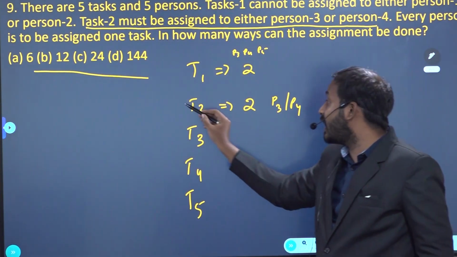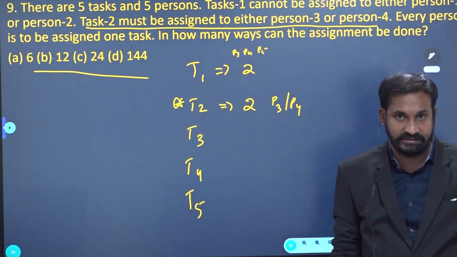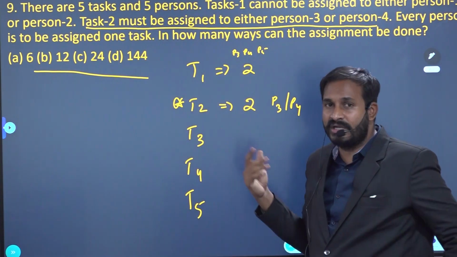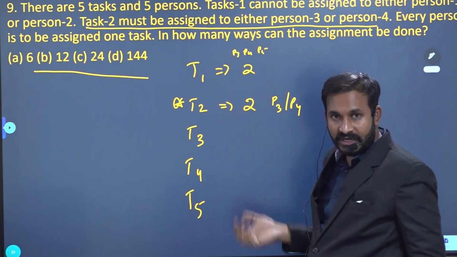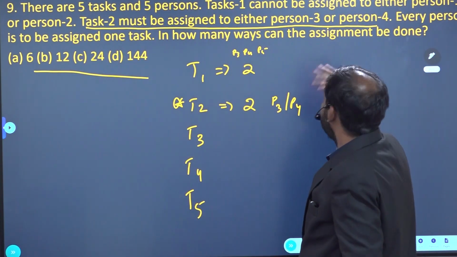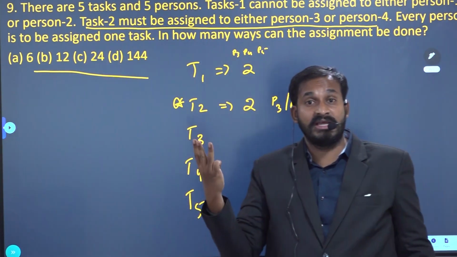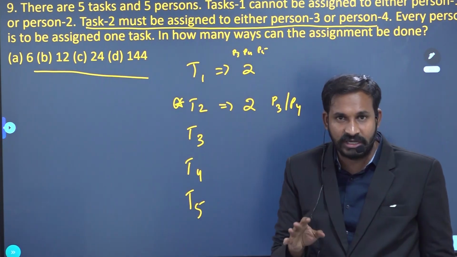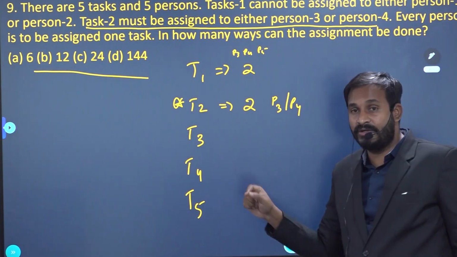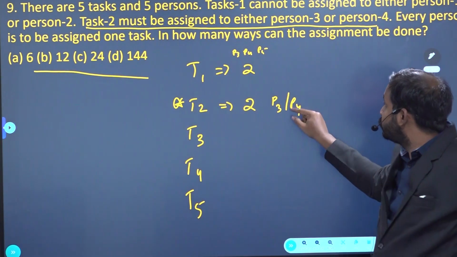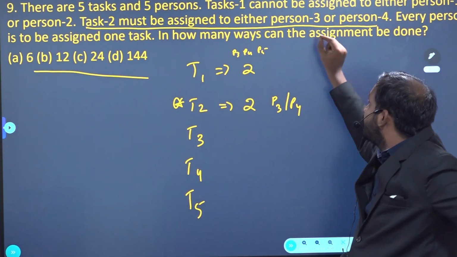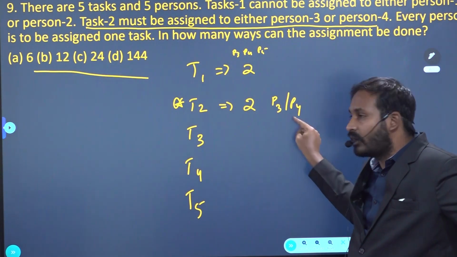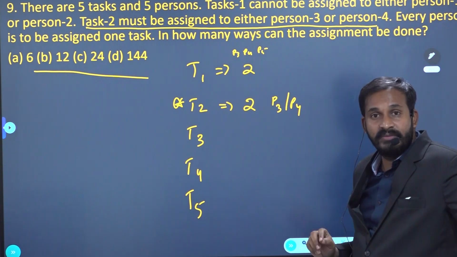Because of that reason, I asked you to allot task 2 first. If you don't allot task 2 first, usually students will think that since persons 1 and 2 cannot be assigned to task 1, it has 3 chances, and that 3, 4 and 5 are all available. It is not like that. First we need to fill task 2, which definitely should be done by either person 3 or person 4. That means among those 3 persons, 1 person is locked. So how many chances will there be for task 1?